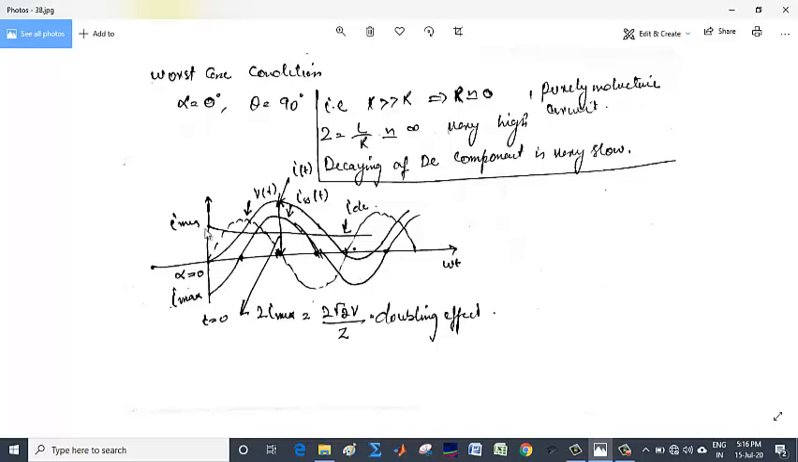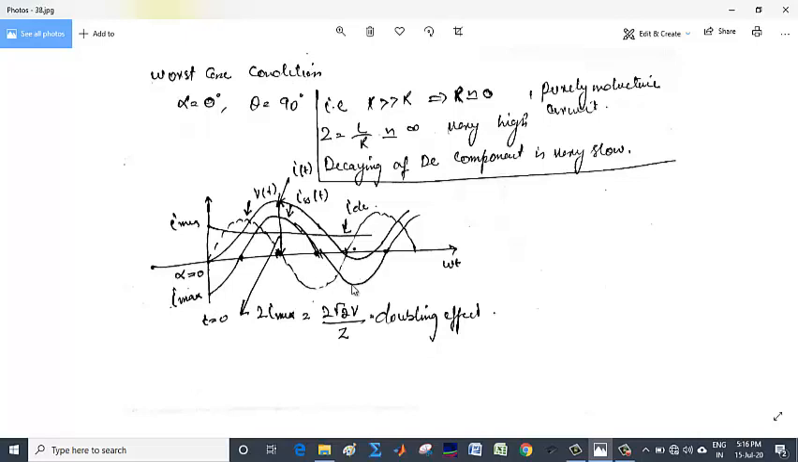That means alpha is 0 as shown. This Vt will start from the origin, from this reference, and this dashed line will be our voltage waveform. Since theta is 90 degrees, the voltage and current will have a phase difference of 90 degrees. So this will be the current, the steady state current. And as I have told you, at this point it will have a maximum value. The current will have a maximum value at the start, at t equal to 0.